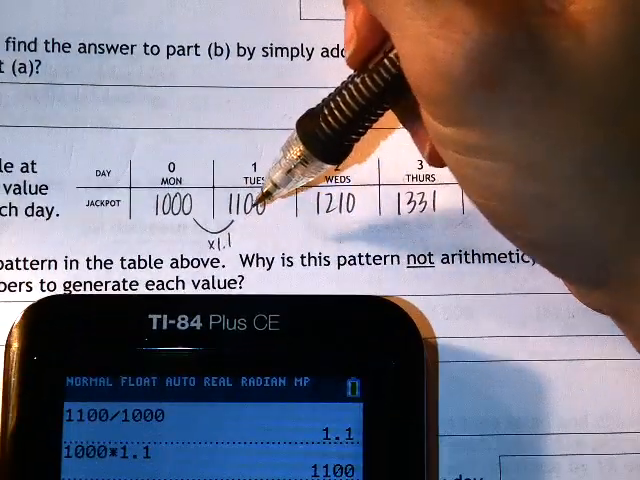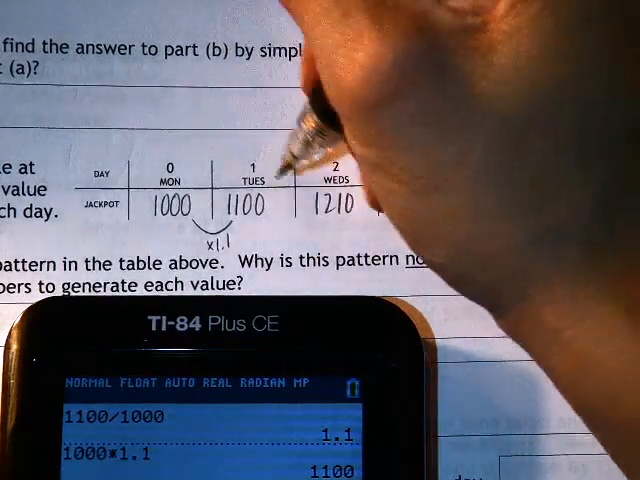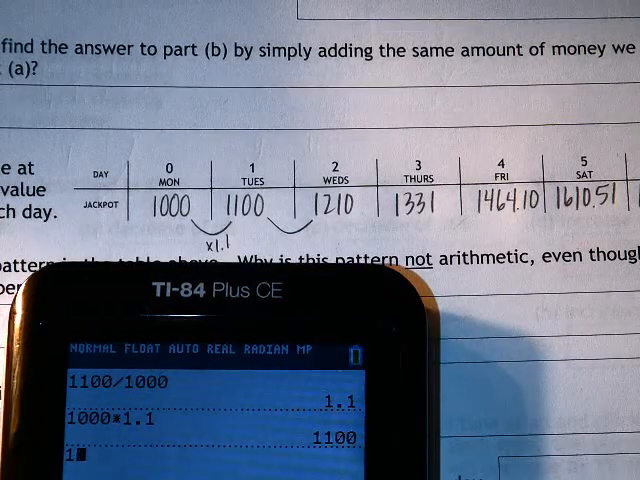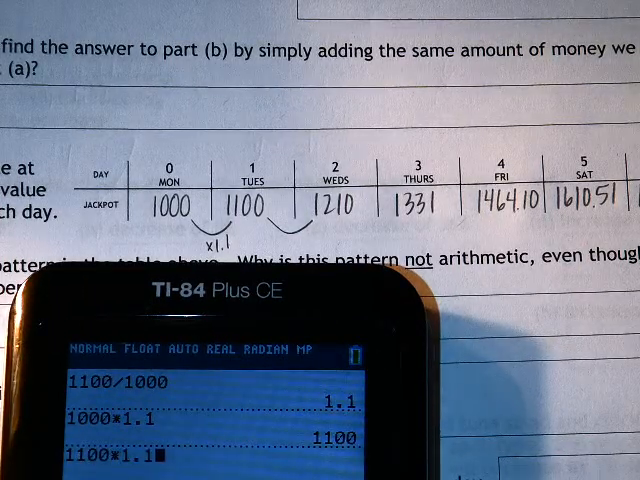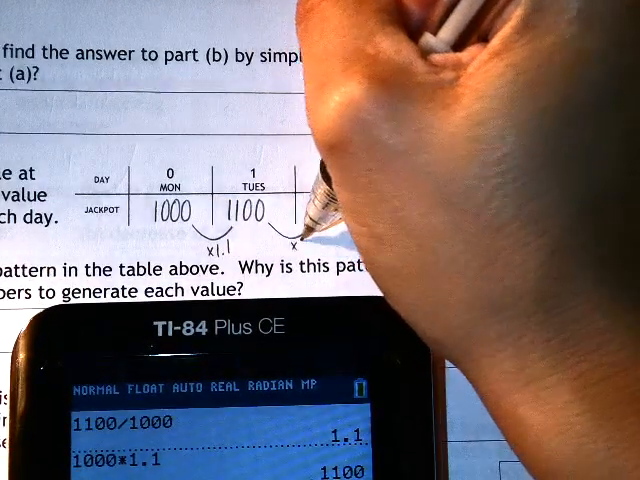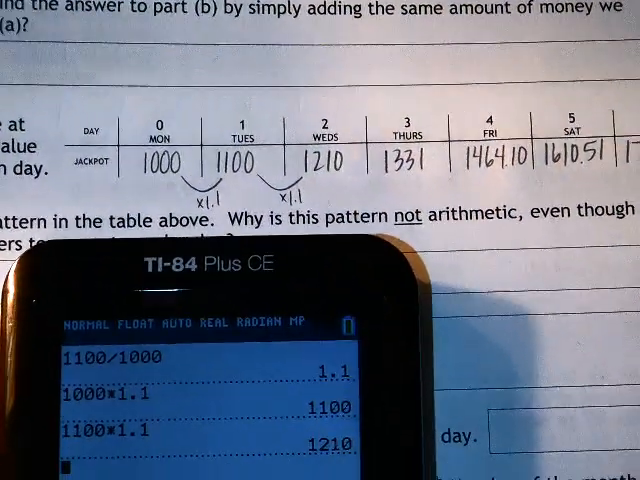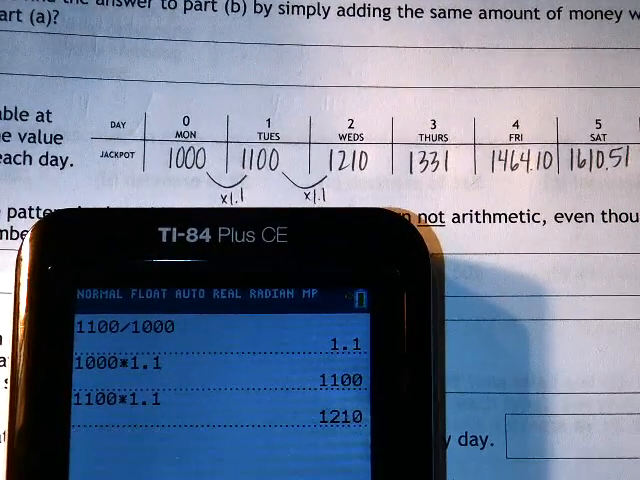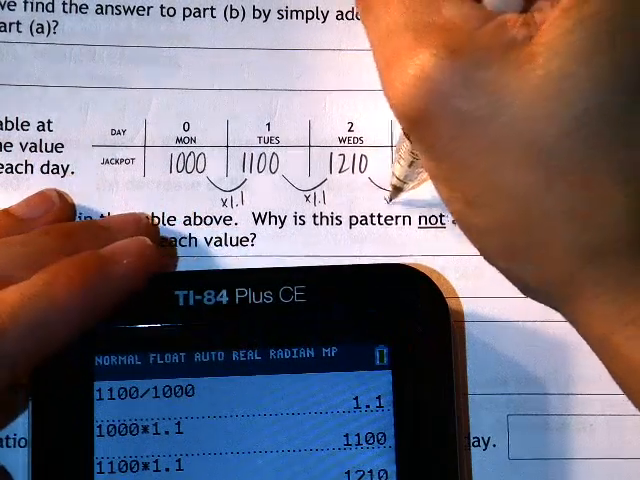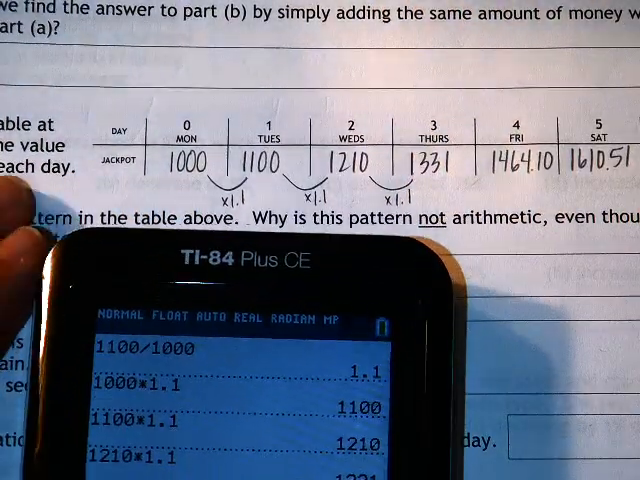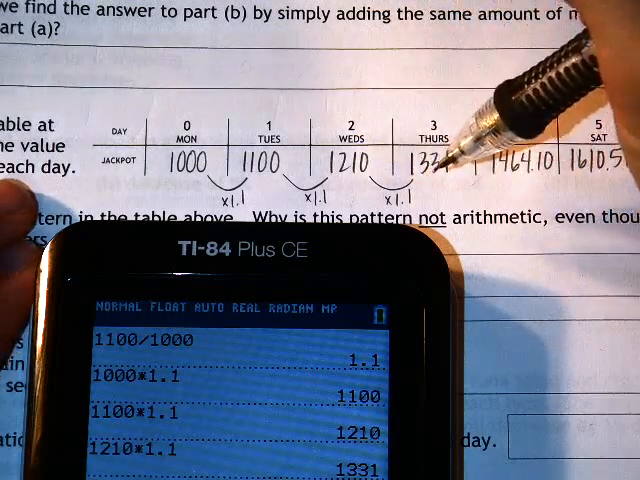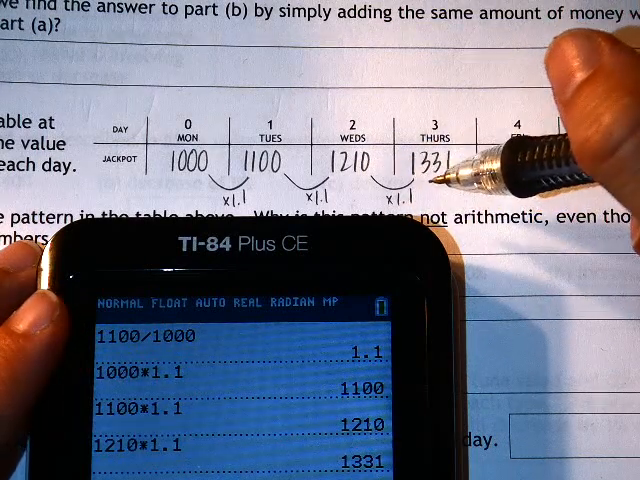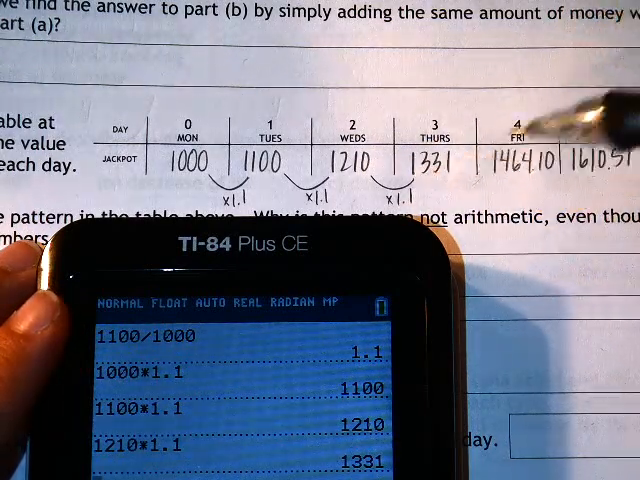Okay, so I have a multiplier that connects the first 2 days in the jackpot table, but what about the next 2 days? Is the multiplier consistent? 1,100 times 1.1 is 1,210. So things are looking encouraging. If I try this again, 1,210 times 1.1, 1,331. It looks like, because the first time could be a fluke, the second time we're feeling pretty lucky, by the third time we're feeling pretty convinced, it looks like we do indeed have a multiplier. It wasn't an obvious multiplier, but it looks like we do have a multiplier of 1.1.